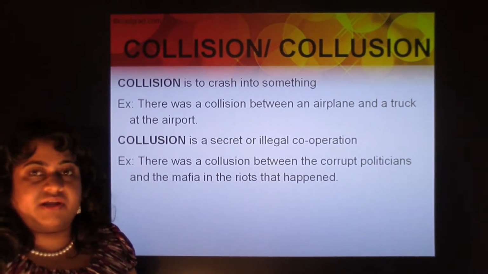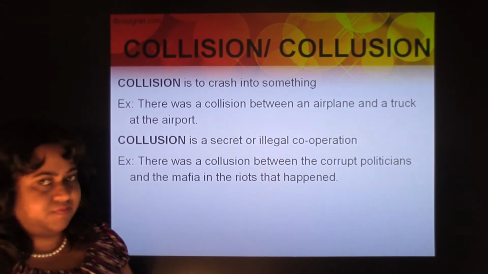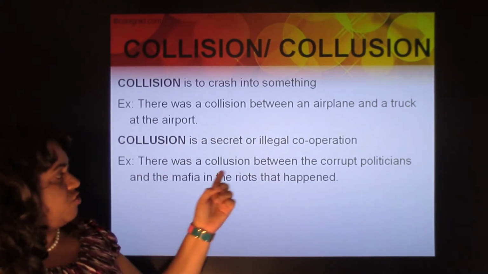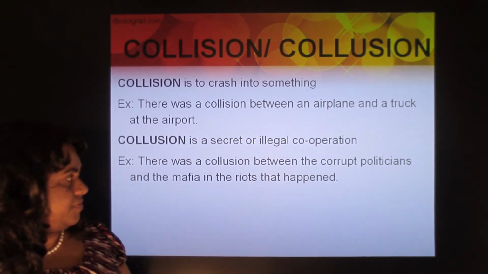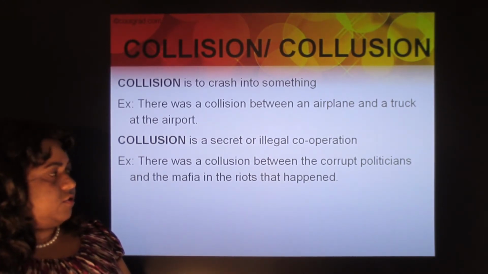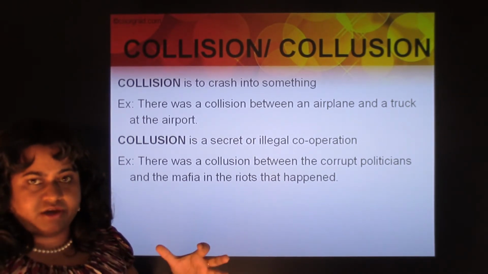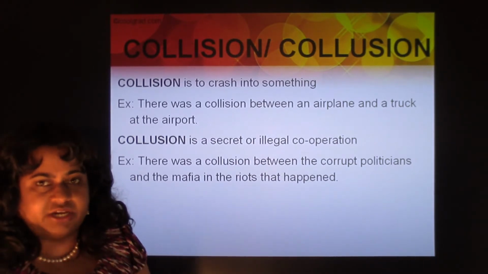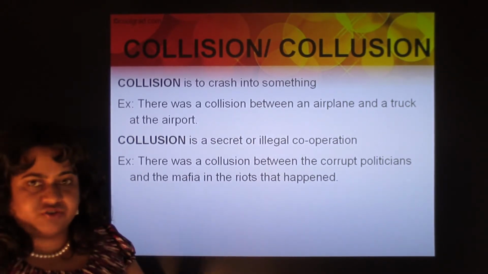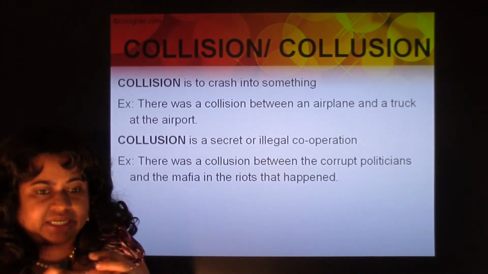Collusion is not a very common word, but a collusion is a secret or illegal cooperation. So there was a collusion between the corrupt politicians and the mafia in the riots that happened. So what it means is the corrupt politicians and the mafia goons, they colluded. They had this secret arrangement and they caused the riots. So collusion, think about it like a secret agreement.